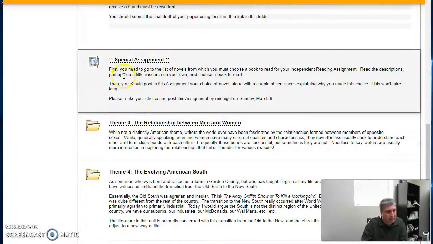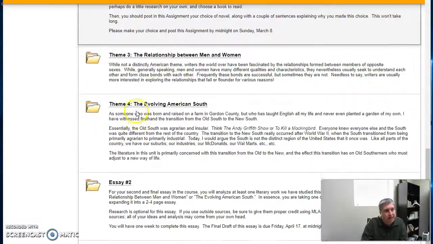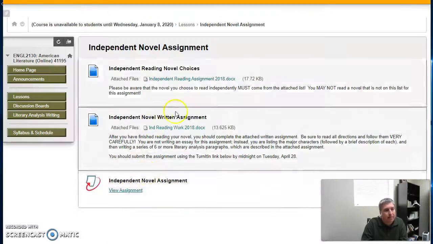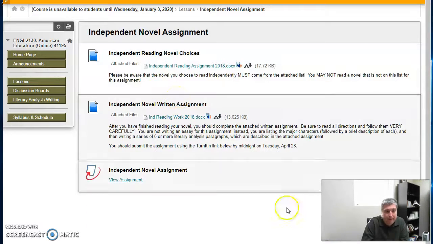There's this little thing here that is easy, and then you just follow all the way through. Now, this special assignment relates to the independent novel assignment. Let me discuss that real quick. The independent novel assignment is an entire full-length novel that you need to read in the course.